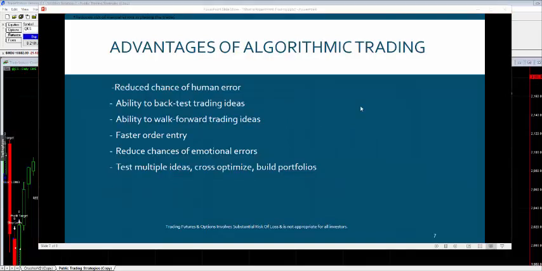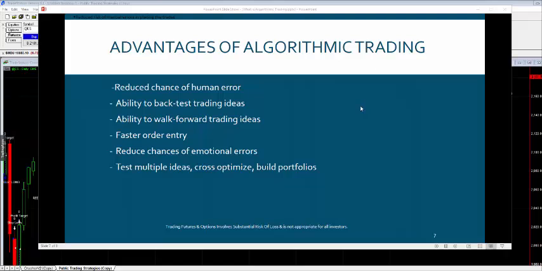Alright, now that I've showed you what algorithmic trading is, what quant trading is, how it differs from fundamental trading, what some code actually looks like, and how you can analyze an algorithm using TradeStation, now I'd like to talk about some of the advantages of algorithmic trading, and then I'll go into the disadvantages.